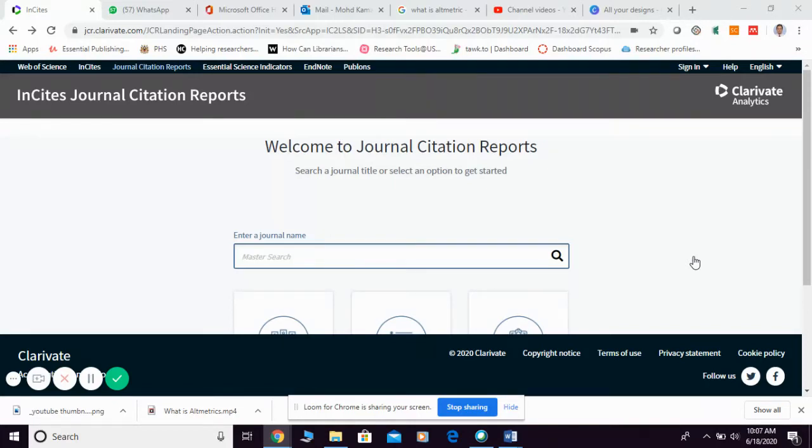Now, let me explain to you about immediacy index. The immediacy index is the average number of times an article is cited in the year it is published. So the journal immediacy index indicates how quickly articles in a journal are cited and also indicates how quickly articles in a subject category are cited.